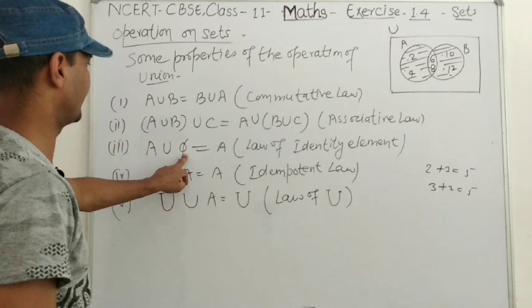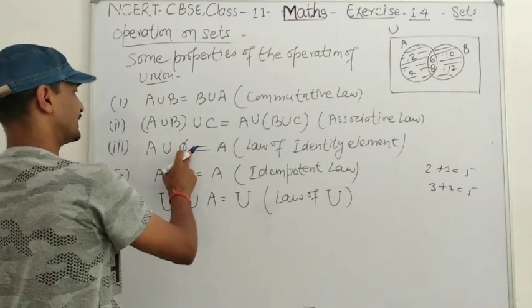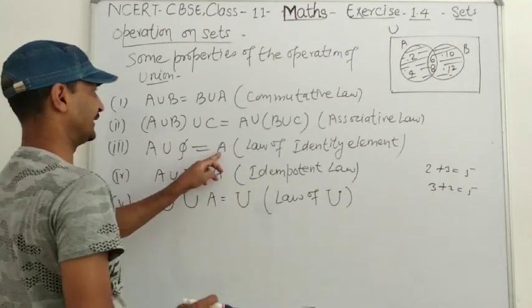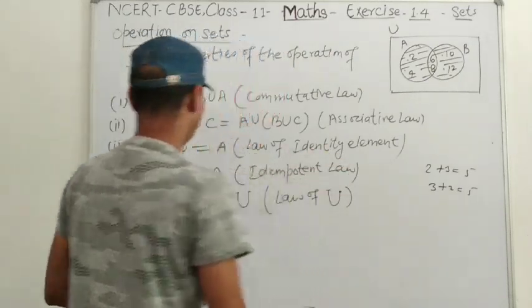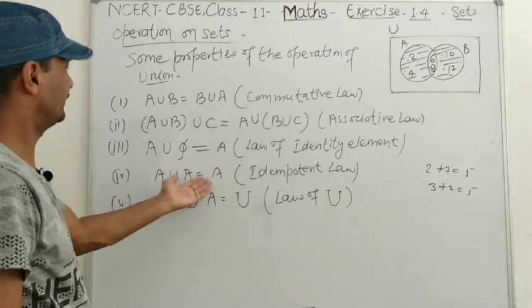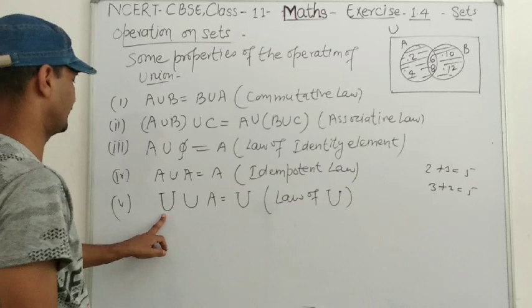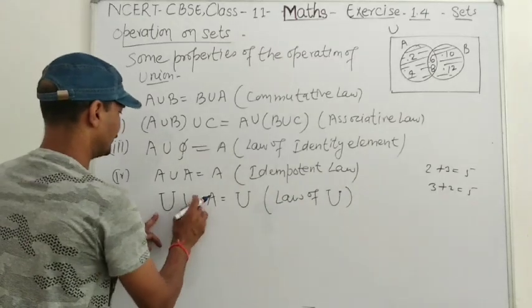Empty set means blank. There is not any element. So A union the empty set is equal to the same set A. This is the law of identity element: A union empty set is equal to A. If we take the union with the empty set, we get the same set.